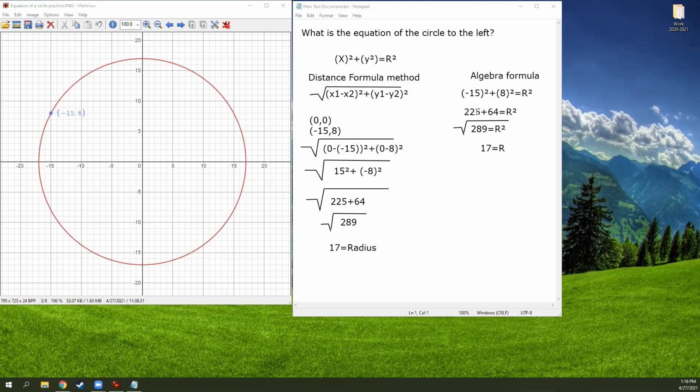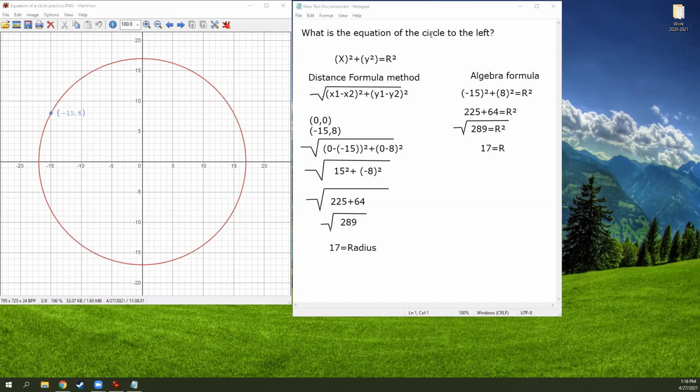So either of these methods work. If you notice the algebra and you notice the end of the distance formula, they're exactly the same thing. Literally, square root of 289, square root of 289. They're the same thing. But don't mess up the final part.